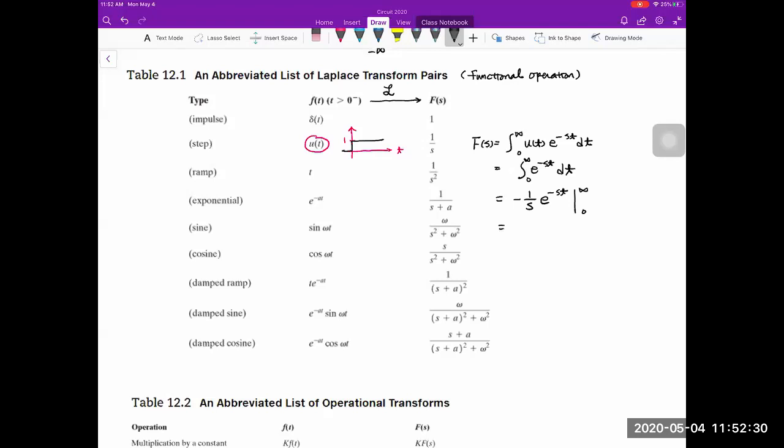Then you evaluate t from 0 to infinity. When time is equal to infinity, let's put the 1 over s outside of this equation: e to the minus infinity minus e to the 0. What is e to the minus infinity? That's equal to 0. And e to the 0 is equal to 1. So then you have the minus 1 over s times minus 1. That is 1 over s.